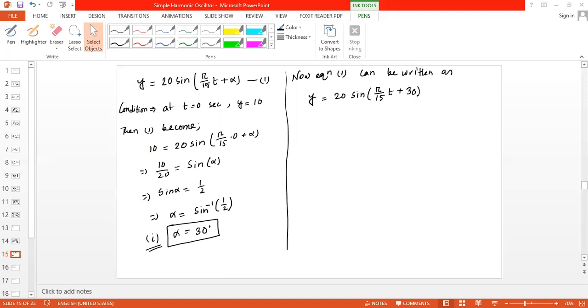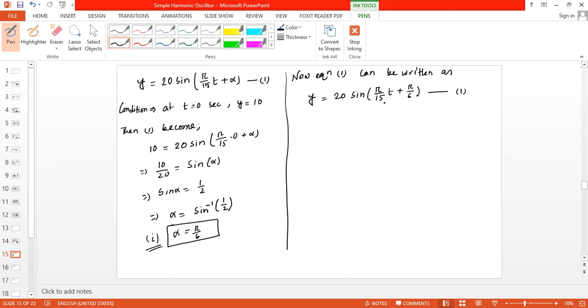So actually what we have to do in reality, we have to convert this into radian. It is always better to put it in the form of pi by 6. 30 degrees means pi by 6. Keep everything in radian, so alpha equal to pi by 6, we substitute this. This is the equation for displacement.